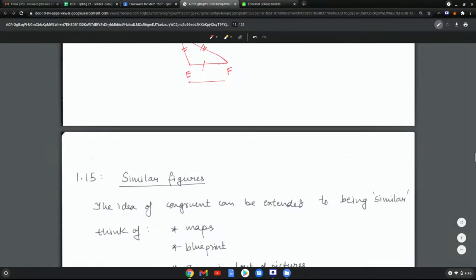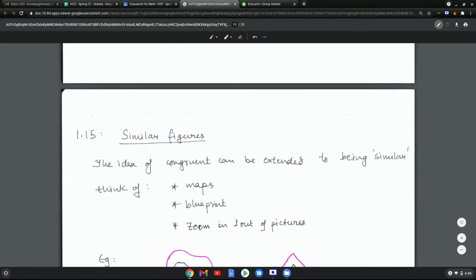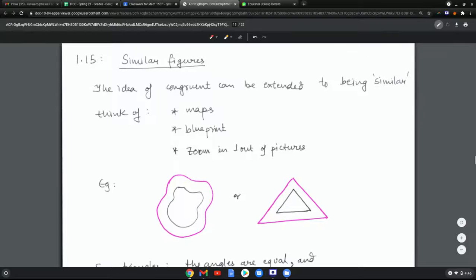The second notion of comparison is called similarity. To understand similar, you think of maps. What do maps do? They tell you relative distance between A to B, like on your phone. But that's not the actual distance. The actual distance is much bigger.